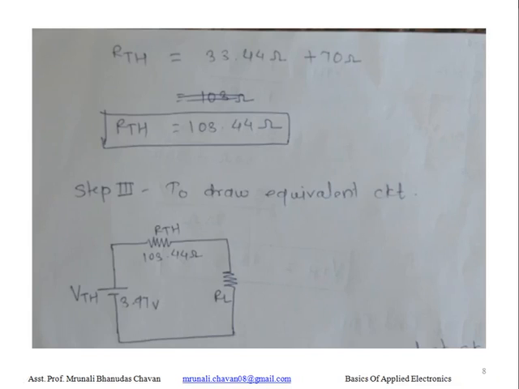Now, step 3, we have to draw the equivalent circuit. To draw equivalent circuit, we just replace the whole circuit across the load using only VTH in series with the RTH. VTH we got here 3.97 volt in series with the RTH, that is 103.44 ohm, and here RL. Okay. So, here we get the equivalent Thevenin's circuit.